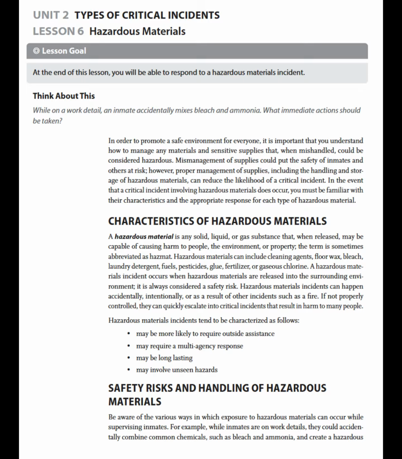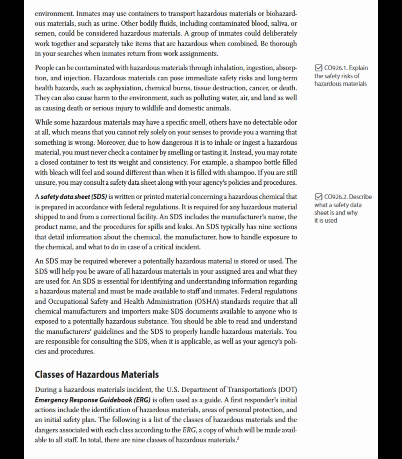Safety risks and handling of hazardous materials. Be aware of the various ways in which exposure to hazardous materials can occur while supervising inmates. For example, while inmates are on work details, they could accidentally combine common chemicals, such as bleach and ammonia, and create a hazardous environment. Inmates may use containers to transport hazardous materials or biohazardous materials, such as urine.